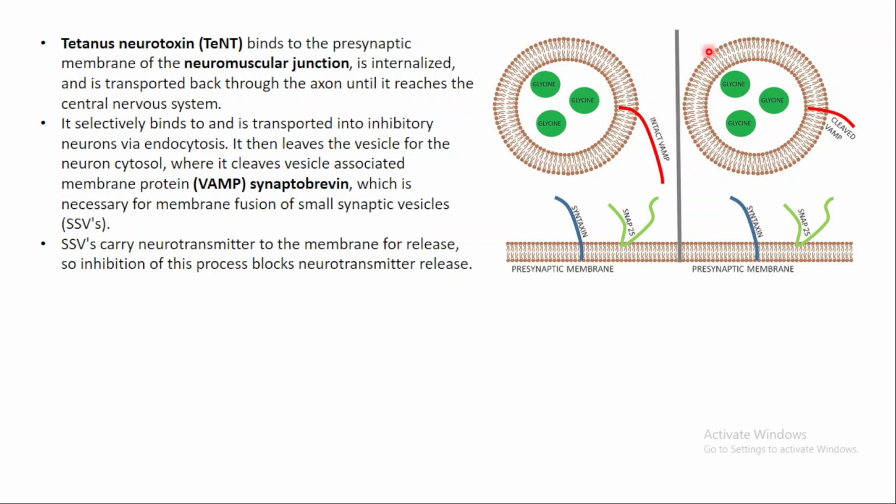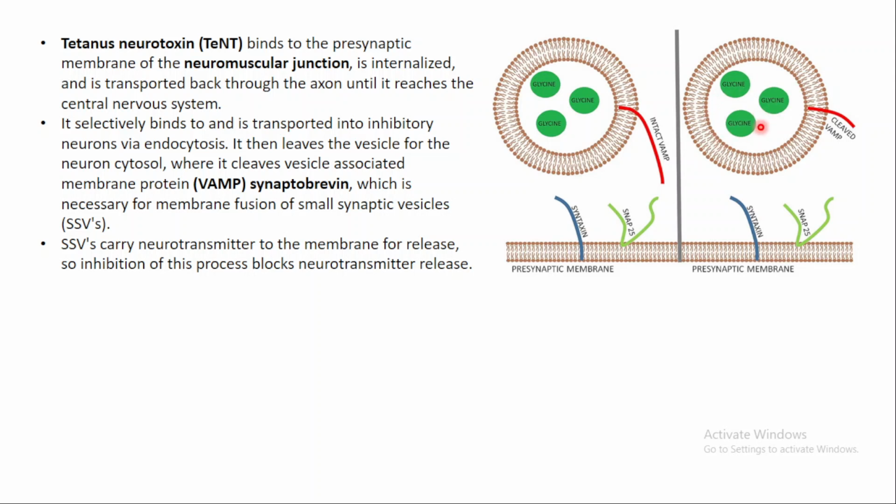So here is the diagrammatic representation. This is a presynaptic membrane, and here is the intact VAMP in normal cases, while in the presence of tetanus neurotoxin, the VAMP is cleaved. Now this vesicle contains inhibitory neurotransmitters like glycine and GABA.